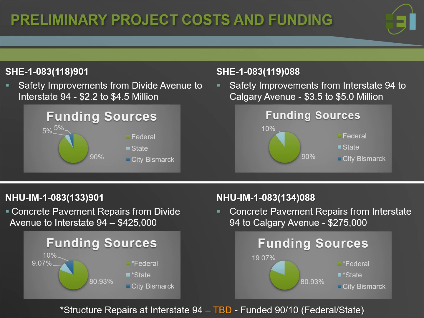Project NHU IM 1083, parenthetical 134-088, concrete pavement repairs from Interstate 94 to Calgary Avenue, has a preliminary cost estimate of $275,000 and will be funded with 80.93% federal and 19.07% state funds. And lastly, the structural repairs at Interstate 94, which are part of the concrete pavement repair projects, will be funded with 90% federal and 10% state funds.